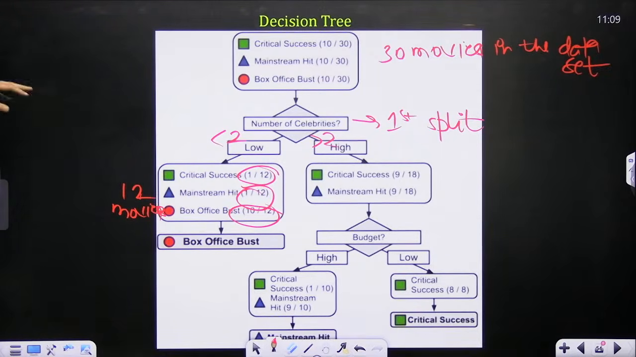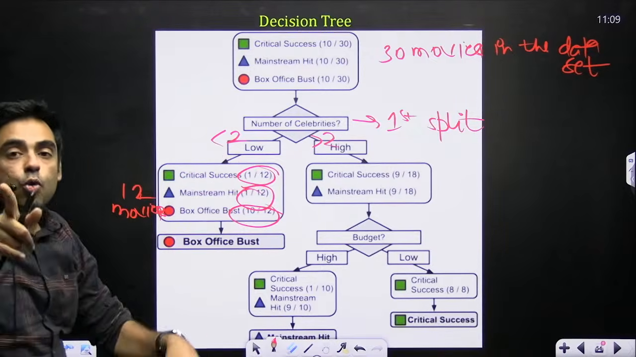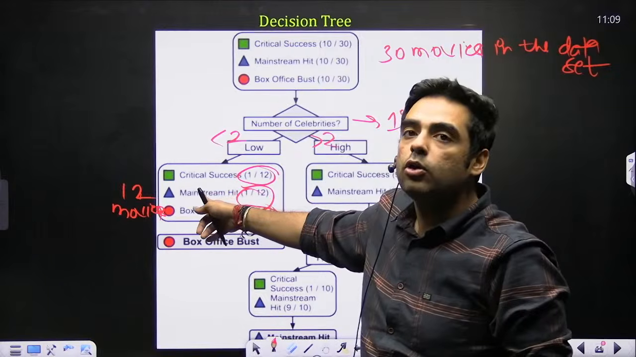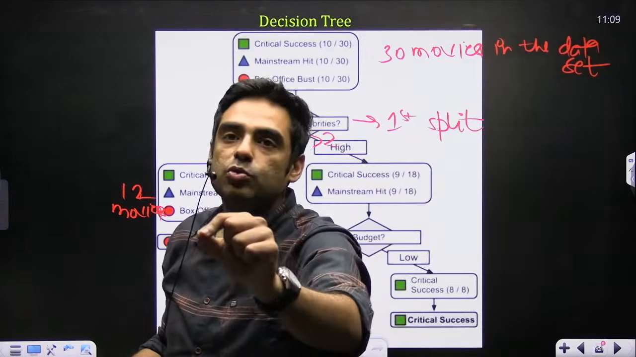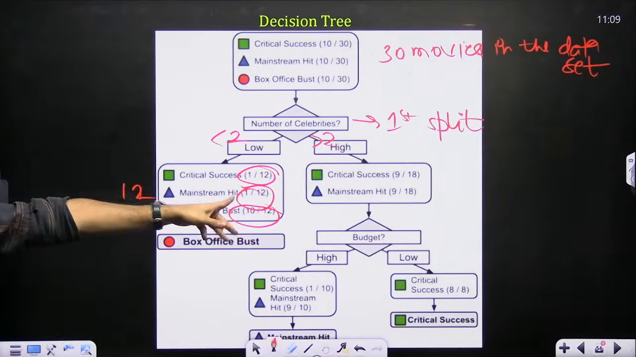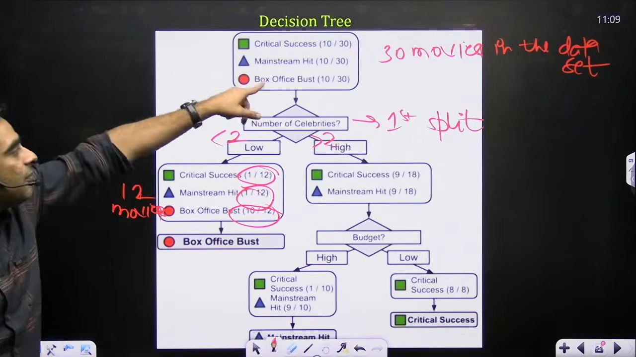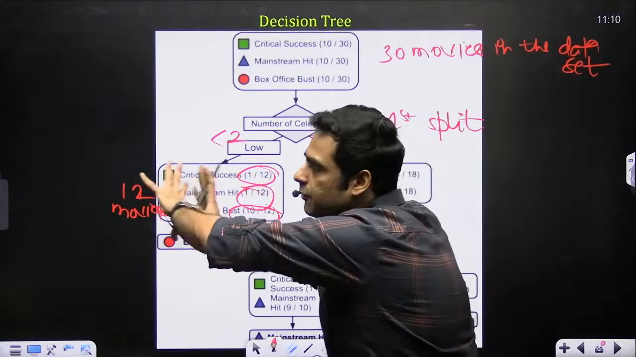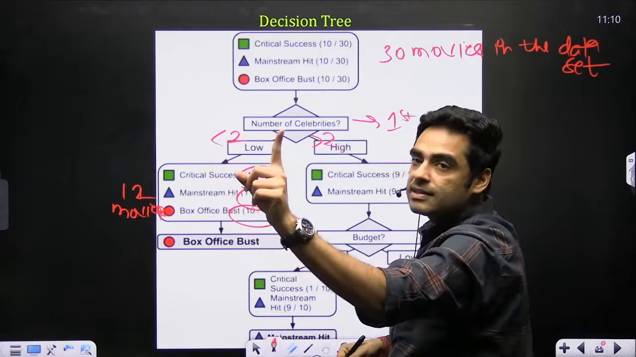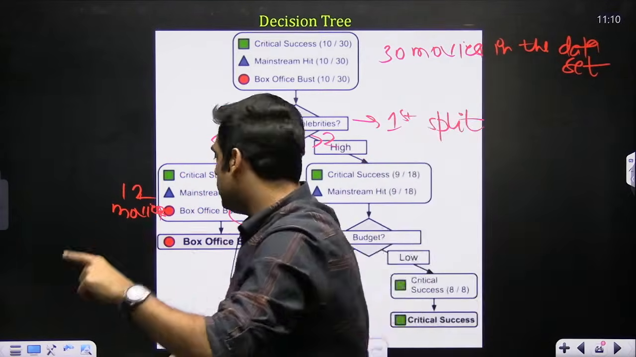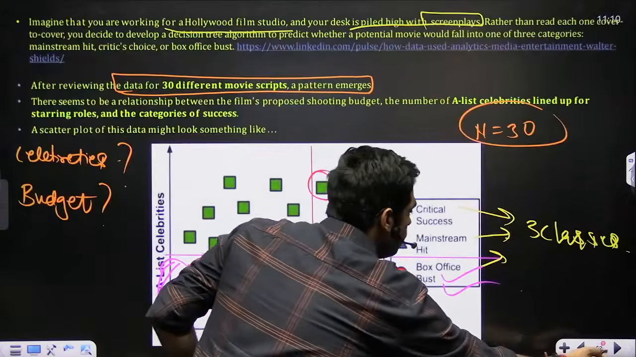So that means, is this split good or not? If you want to judge whether this split is good or not, I will tell you how to judge it. But after splitting, in the first split I have 1 critical success, 1 mainstream hit, and a total of 10 box office bust. So I hope you are able to judge.